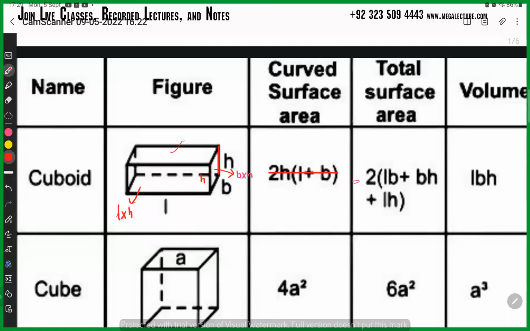Yes, Kabir. Can you tell me the area of this side? This one? Oh, Kabir is not here. Okay, anyone else? It is length multiplied by H. It's very good. It's basically length multiplied by H. Very good, right? I know it looks like I, but it's length basically, okay? Acha, that is fine. Yes, what about the area of this side? Anyone?